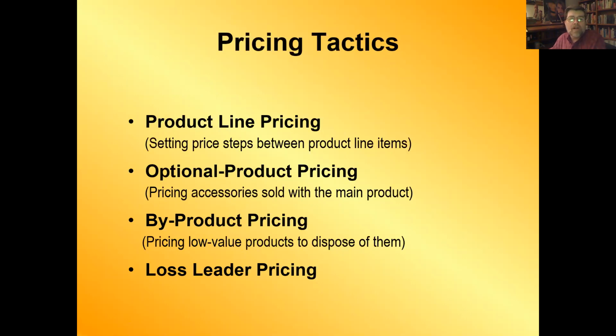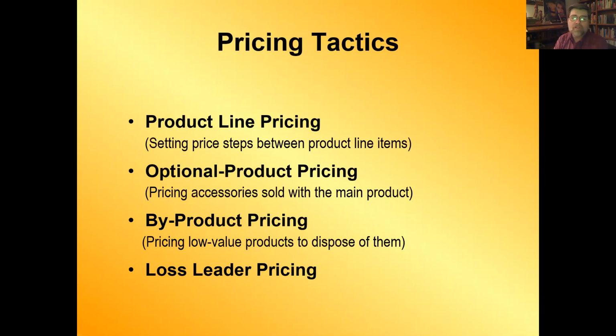We also have product line pricing, and this is setting price steps between product lines. For example, you look at General Motors. They have their Chevy line, their Buick line, and their Cadillac line. The Chevy line is the least expensive. The Cadillac line is the most expensive. Chevy is for people who are more price sensitive. And so there are price levels between each of their lines.